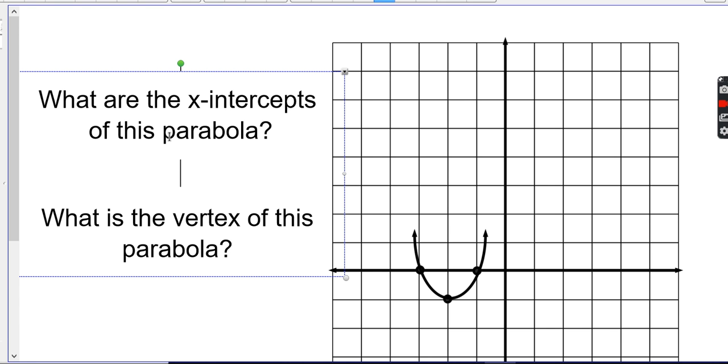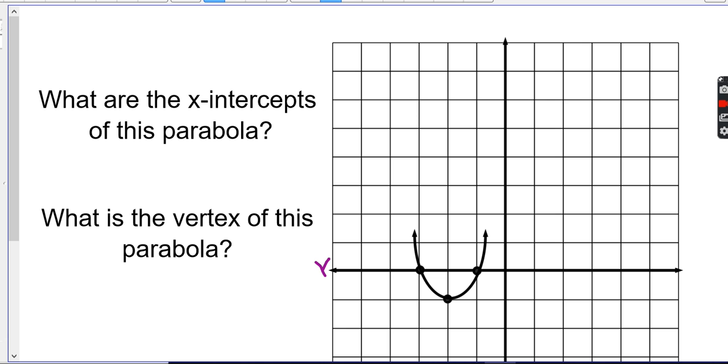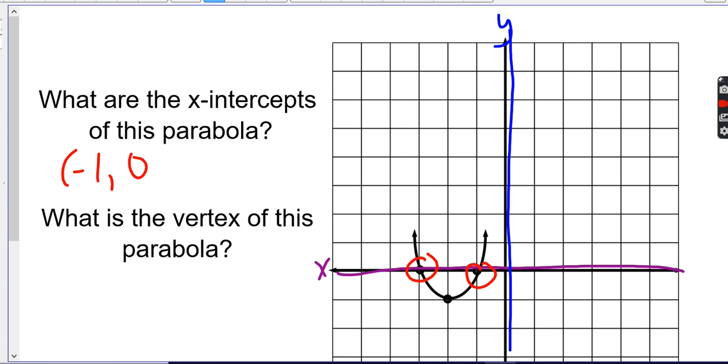So what are the x-intercepts of this parabola? Well, the x-intercepts are the points on the x-axis. This is my x-axis, going this way, and this is my y-axis. So I'm looking for the points on my x-axis. They are this point and this point. If I count the boxes, that is (-1, 0) and (-3, 0). Those are the two x-intercepts, the two points on the x-axis.